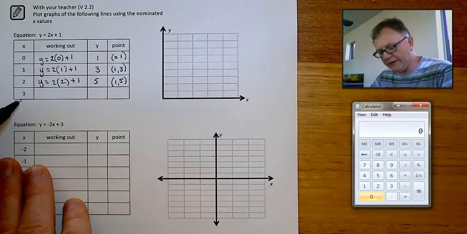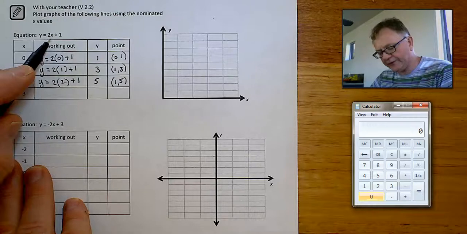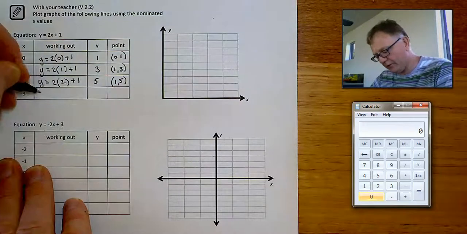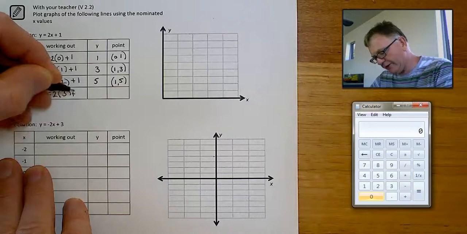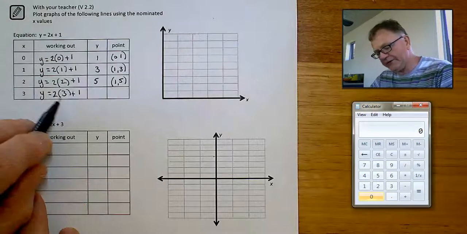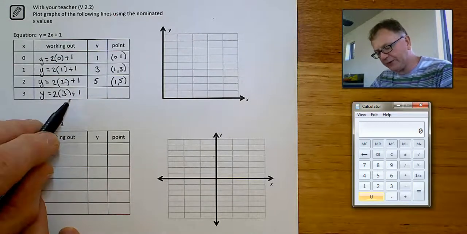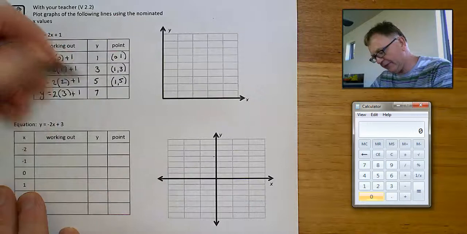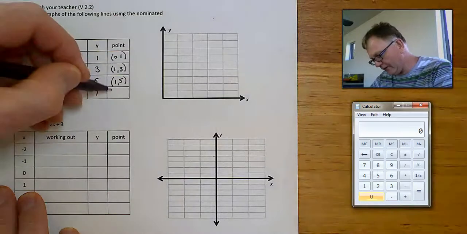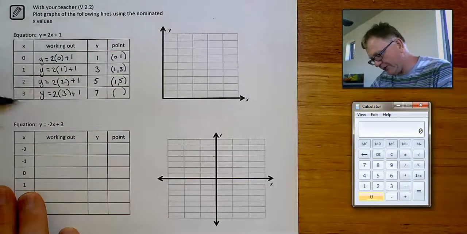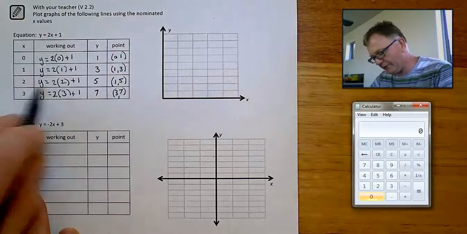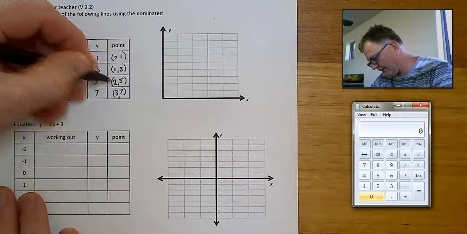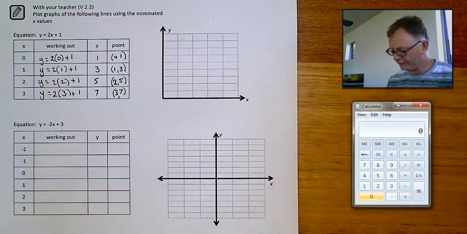And finally, when x equals 3, put x equals 3 in here and work out what y is. Well, y equals 2, instead of x, I'm going to put 3. Times 3 plus 1. 2 times 3 is 6. 6 plus 1 is 7. That means that the point (3, 7) is on our graph. I made a mistake earlier, I said the point 1, 5 when it was the point (2, 5). Okay, that's all right. We can draw these points now.